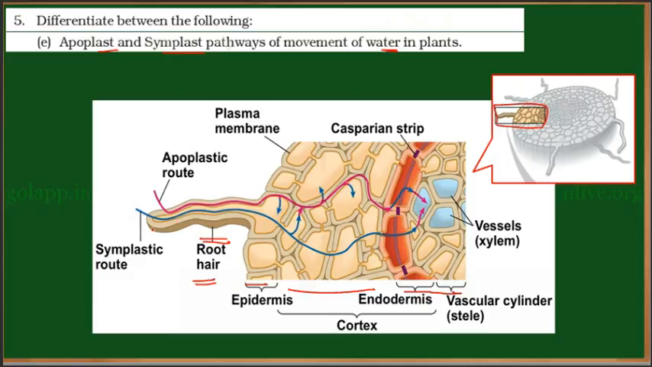Now the water enters through the root hair, it reaches the epidermis, then the cortex, and then it enters into the endodermis. So this is the pathway for water to reach the endodermis. Once it reaches the endodermis, it enters into the xylem vessels. From here it is transported to the stem. And during this pathway, water takes two different routes.